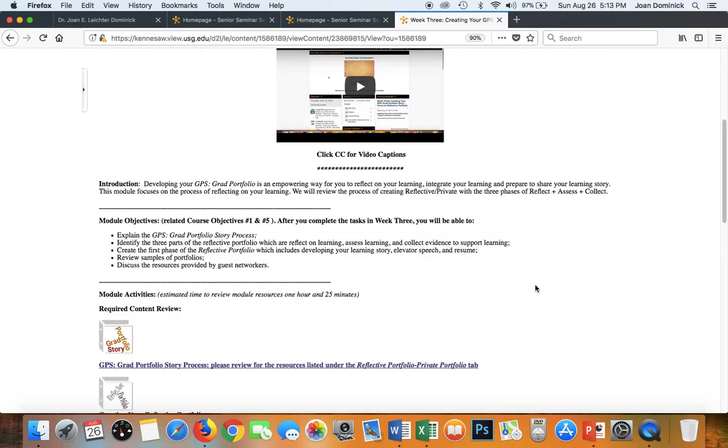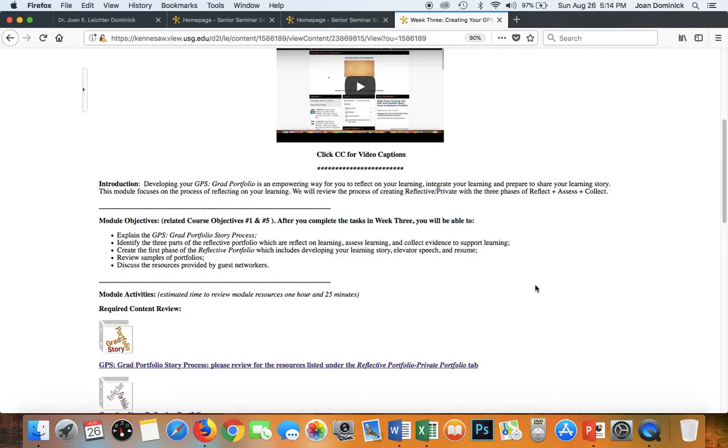Okay. Thirdly, we're going to create the first phase of the reflective portfolio, which includes developing your learning story, creating an elevator speech, and be thinking about our resumes. Your resumes, for those that are going to create a career portfolio, that can be a table of contents. But as you get to choose the mission, design, and format of your public portfolio, and so it can range from academic to starting a business to a personal. So we'll talk more about the public portfolio later. Right now, we're focusing on the reflective portfolio.